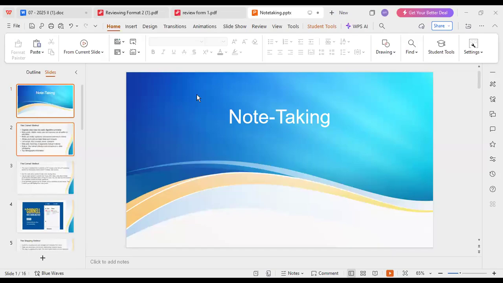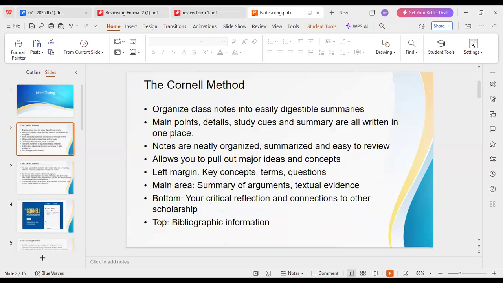Some effective methods of note taking. So here you have one of the most common methods and also one of the most recognized methods, I would say. So this is known as the Cornell method, right? Yeah. So this was developed at Cornell University.